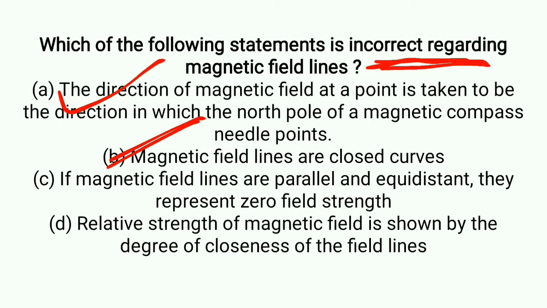Option C, if the magnetic field lines are parallel and equidistant, they represent zero field strength. No, they are not parallel. The magnetic field lines are not parallel. So let's see option D also. Relative strength of magnetic field is shown by the degree of closeness of the field lines. Yes, the strength of the magnetic field can be shown by the degree of closeness of magnetic field lines. So here the incorrect statement is option C. So the answer is option C.